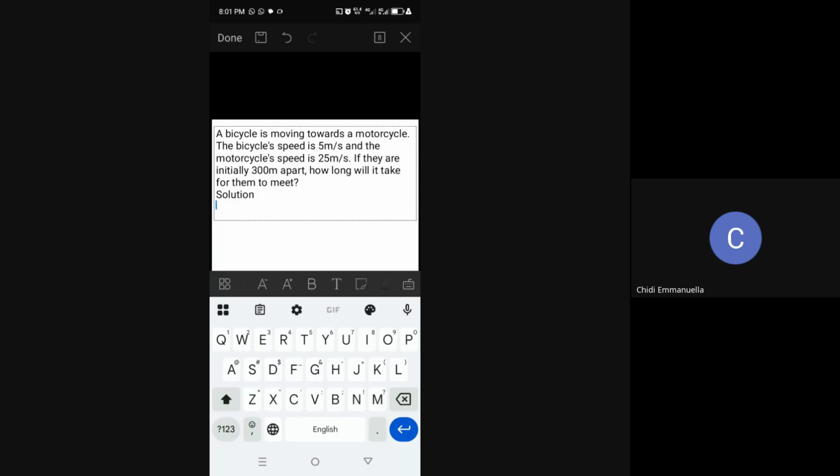I used the velocity, which is 25, and the other velocity, 25 minus 5, is 20. Speed is equal to distance over time. You put your 20, the distance is 300 over the time, cross multiply, then you divide and you get 15. So the person who got 10, please explain to us.